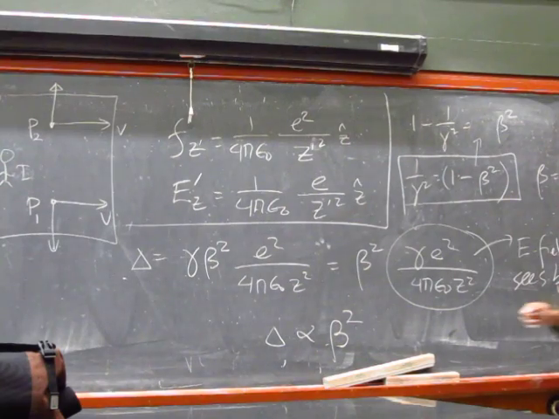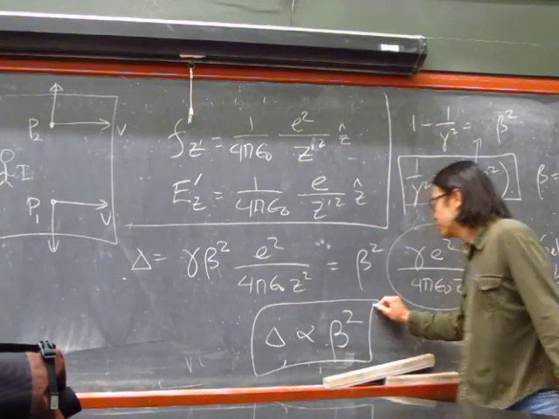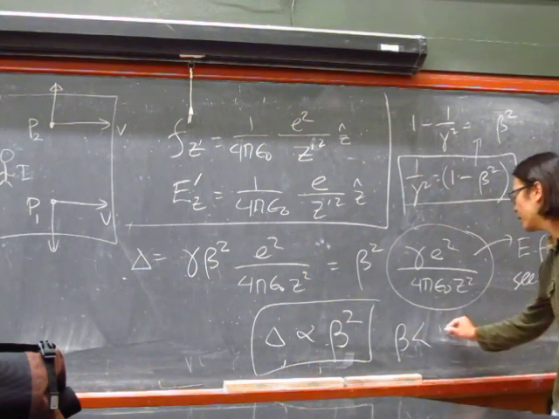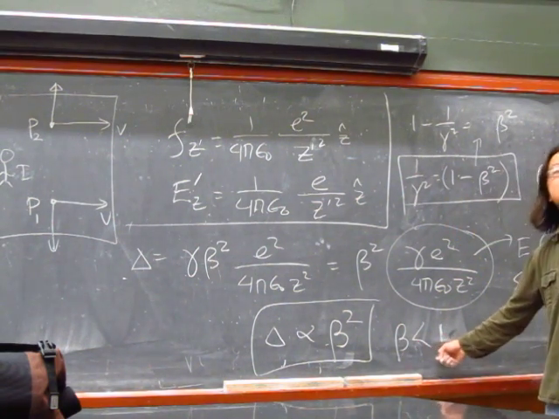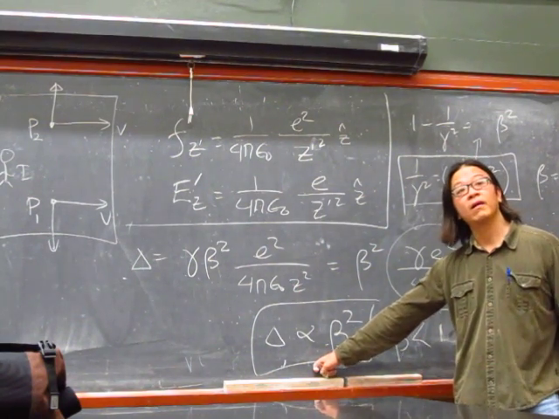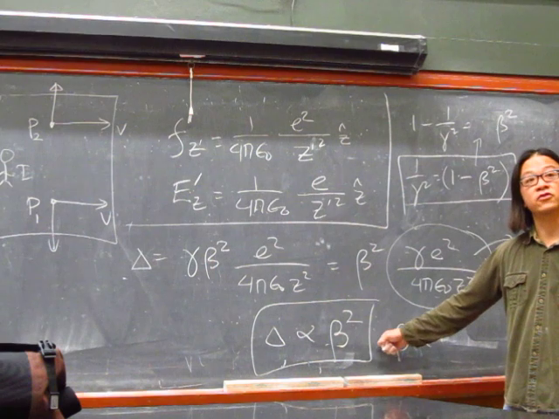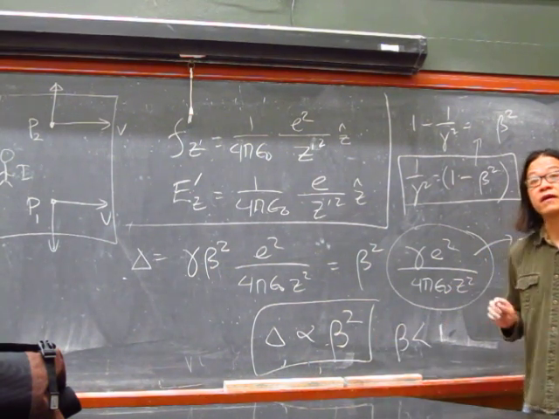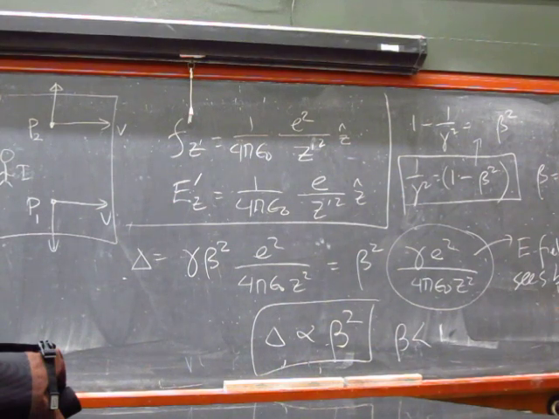This is very important because in most cases beta is less than 1, and in most cases it's a lot less than 1. So this discrepancy is actually small. It only becomes very important when your speed is close to the speed of light. And that's the difference.